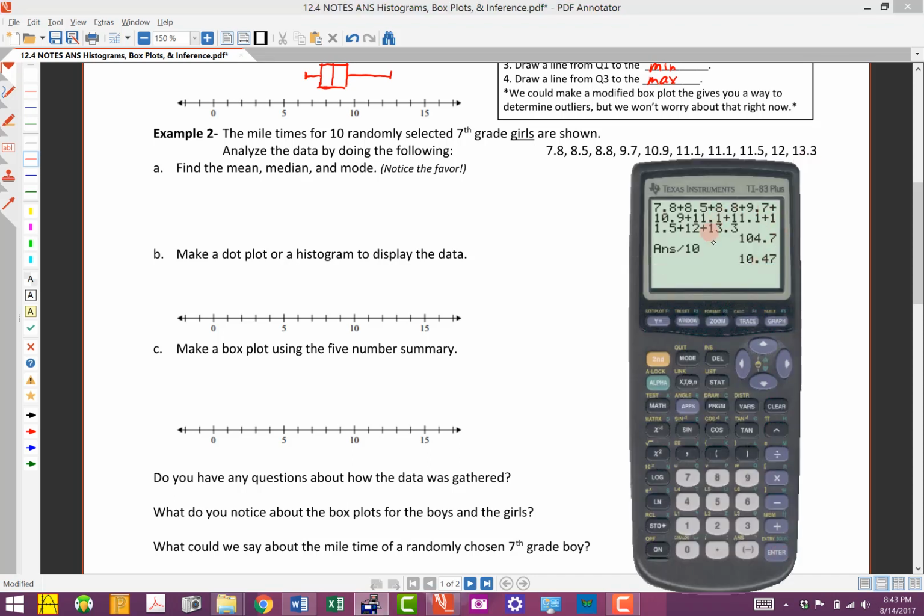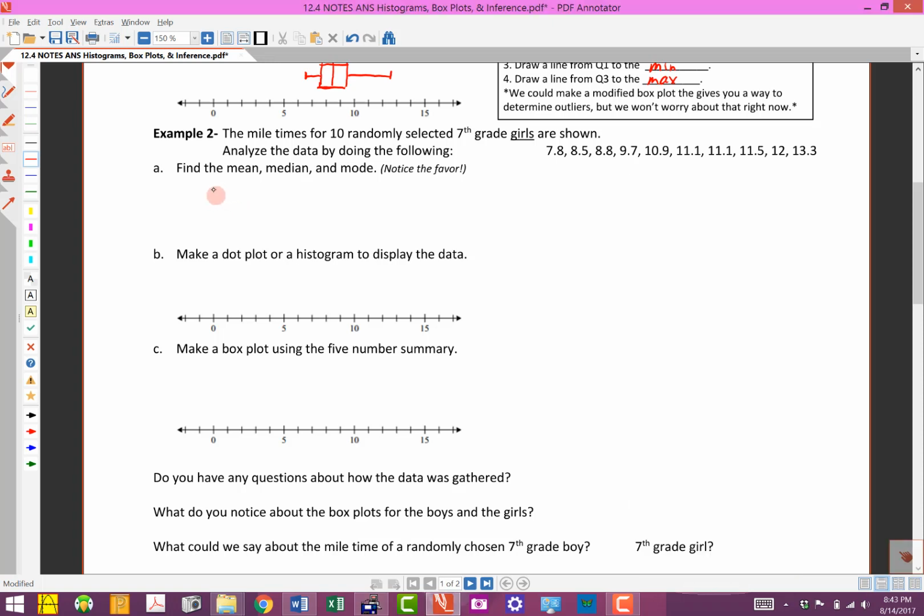Okay, you can see that I added those up. I got 104.7 divided by 10. So we're going to go to the nearest tenth. So we're going to call this 10.5. So that means the mean is 10.5 minutes.